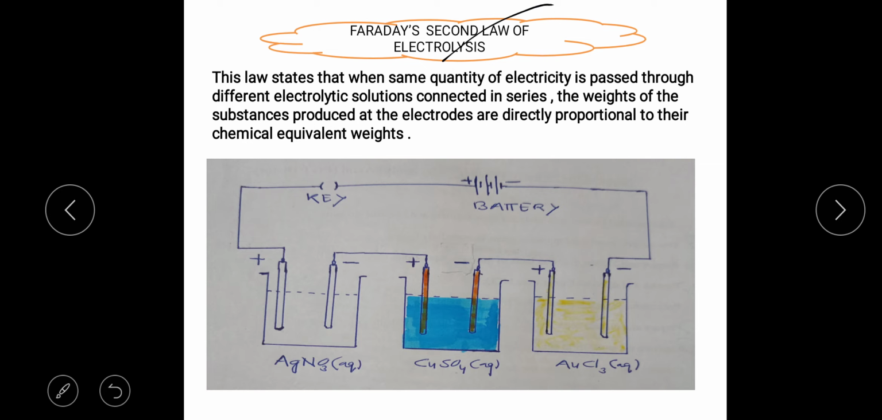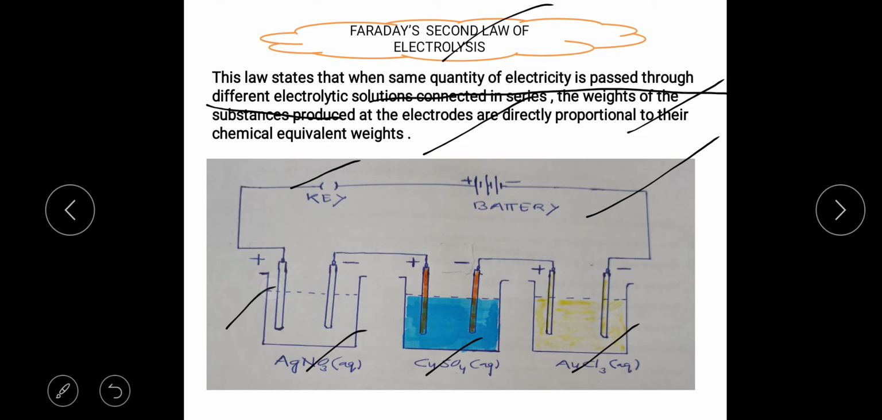Second law of electrolysis. This law states that when the same quantity of electricity is passed through different electrolytic solutions connected in series, the weights of the substances produced at electrodes are directly proportional to their chemical equivalent masses. Okay, so let us try to understand this law with the help of these three electrolytes.